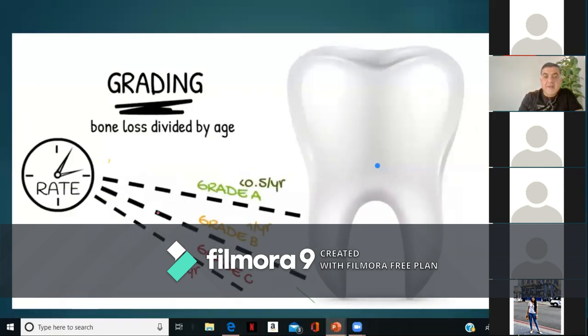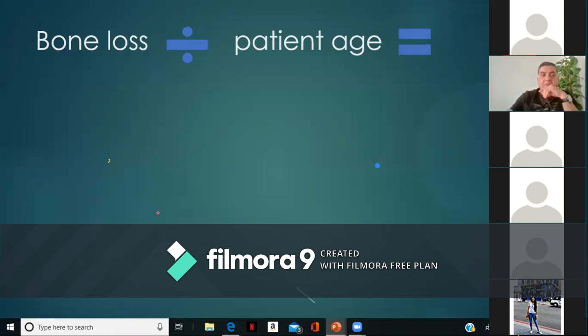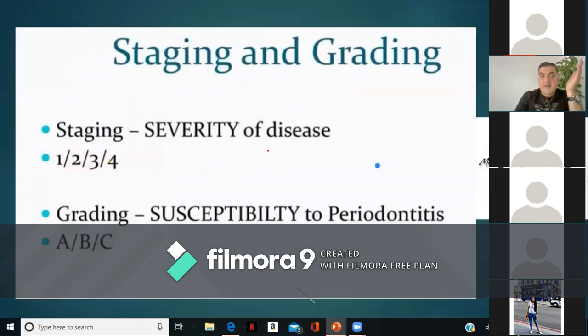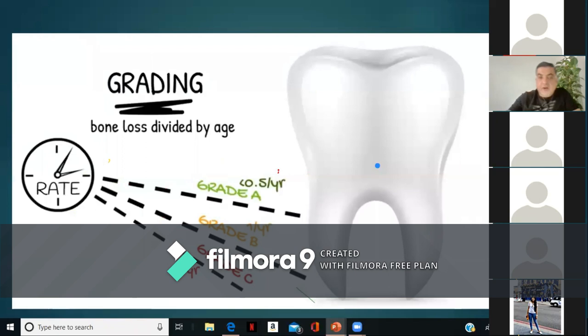Now, grading, very simple. Don't make things difficult for you. Just take the bone loss, assume it is 50%, divided by the patient age. What is the result? If it is less than 0.5, it is grade A. If it is more than 1, it's grade C. Anything in between, it will be grade B. So simply, the patient is 50 years old and the bone loss is 25%. 25 divided by 50 will be 0.5. So 0.5 is in this area, so it is grade B. We'll do some mathematical calculation later.